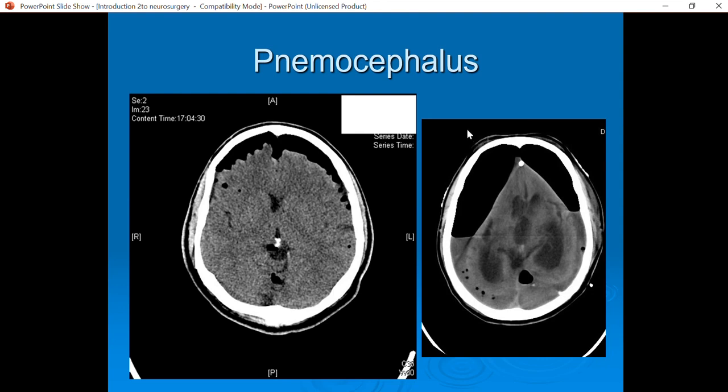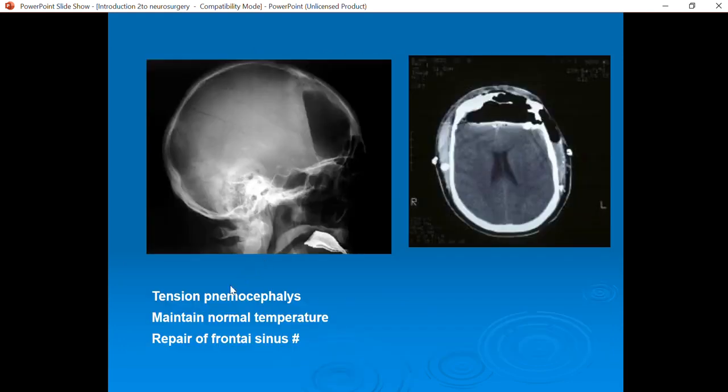evacuation of the air. When there is pneumocephalus, that means air in the skull, it's important to keep the temperature normal, because, as you remember in physics, any rise in temperature will cause expansion of the gas, and that will put pressure on the brain and may cause brain herniation. So maintain a normal temperature when there is skull base fracture and pneumocephalus.